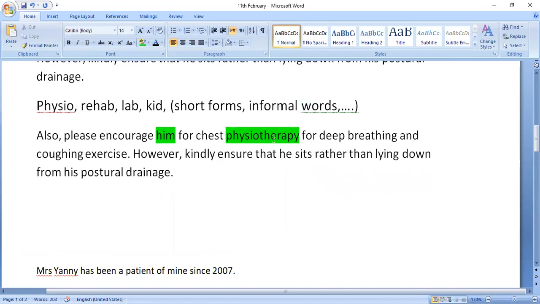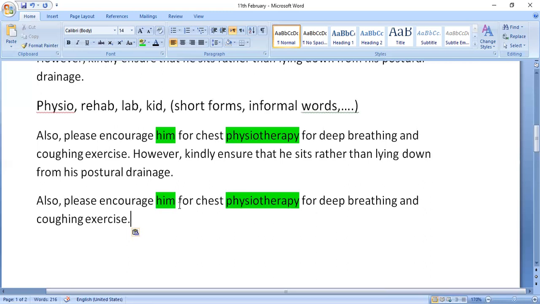Okay, so now it is grammatically almost okay. Please encourage him for chest physiotherapy, for deep breathing and coughing exercise, but still it is not good. Okay, we can improve it a little bit more. Please encourage him.